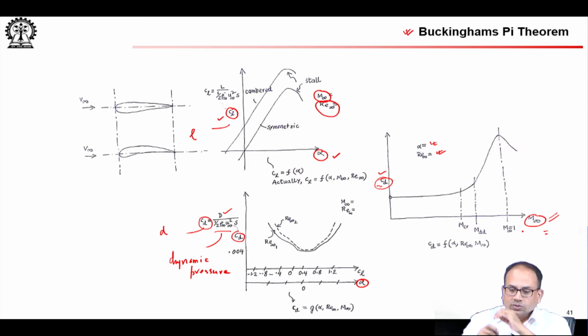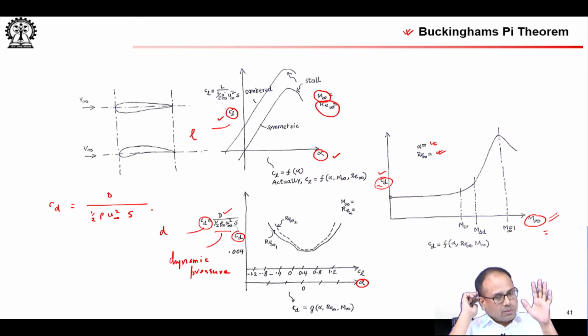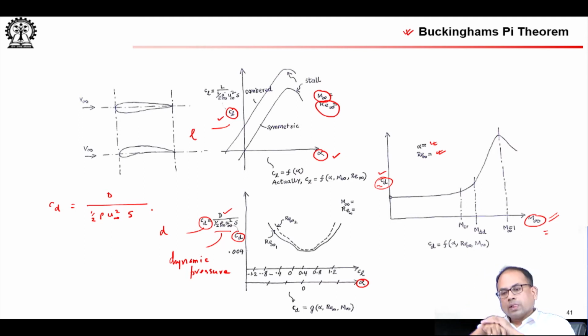right. If you know C D and you know the definition of C D, you can still calculate drag. You simply have to multiply C D by this term to get drag. So, it is not that we have lost information on drag or on the velocity of the flow, but you will see that Buckingham's pi theorem will give you a very powerful tool to do two things.